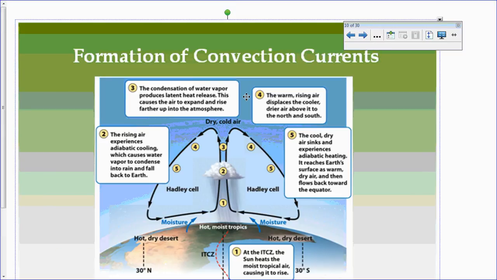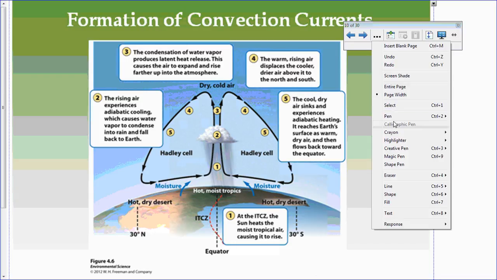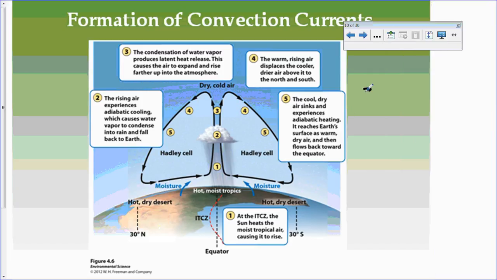All right, let's talk about convection currents. We are on the equator right here, so this is a Hadley cell. Hadley cells occur between 30 north and 30 south of the equator, so you need to know that. So 30 degrees to 30 degrees with the equator. So if we're looking at the Earth right here, 30 above, 30 below, right?